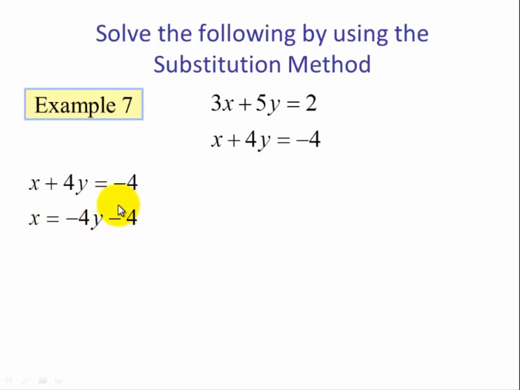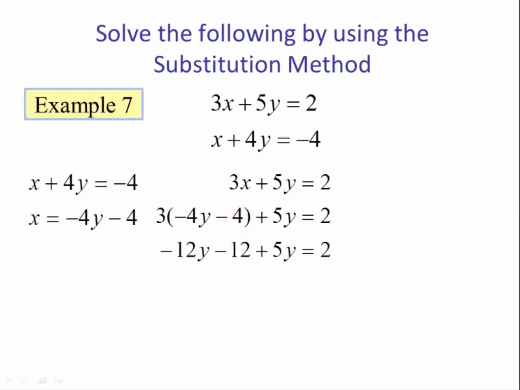Now I'm going to take that expression and substitute it into the first equation. Wherever I see an x, I'm going to substitute negative 4y minus 4. So we have 3x plus 5y equals 2, and everywhere I see an x, I substitute the expression negative 4y minus 4. Now using the distributive property, we have negative 12y minus 12 plus 5y equals 2. Combining like terms, 5y and negative 12y give us negative 7y. Bring down your minus 12, your equal sign, and your 2.